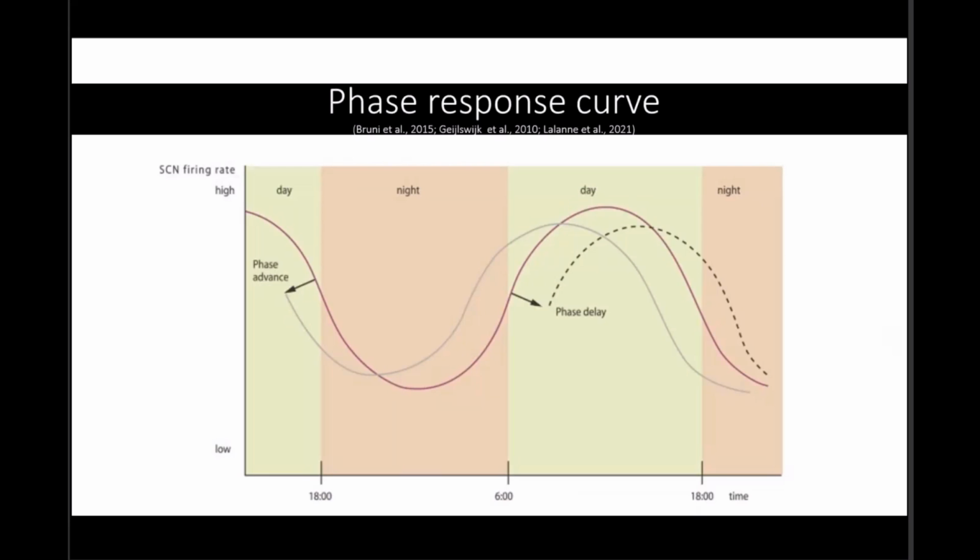So this graph is demonstrating the two possible chronotropic effects that exogenous melatonin will have. It will be either a phase advancement or a phase delay.